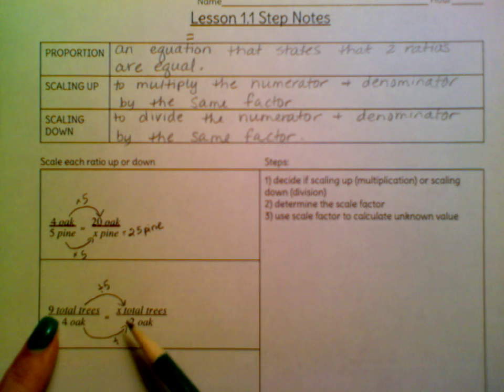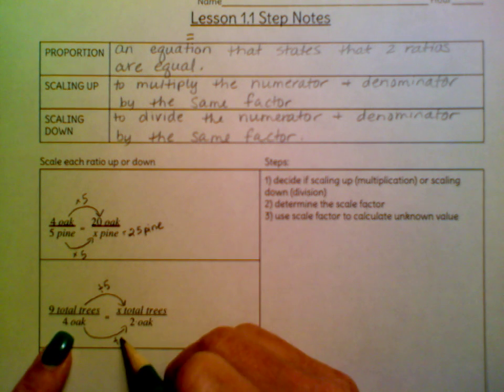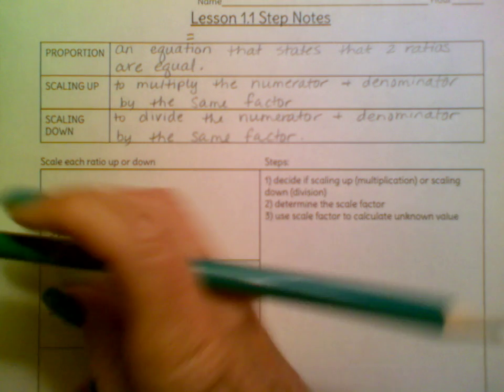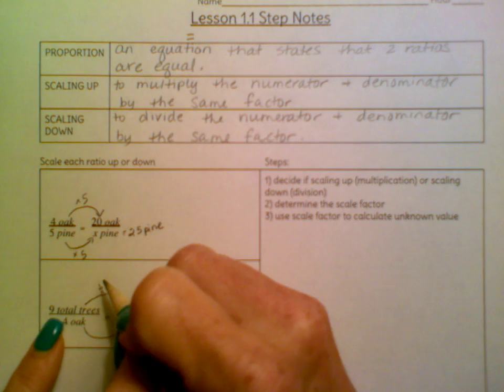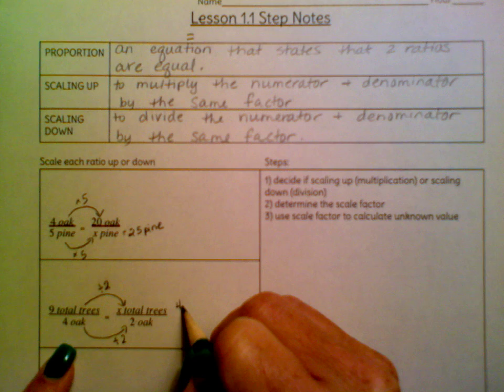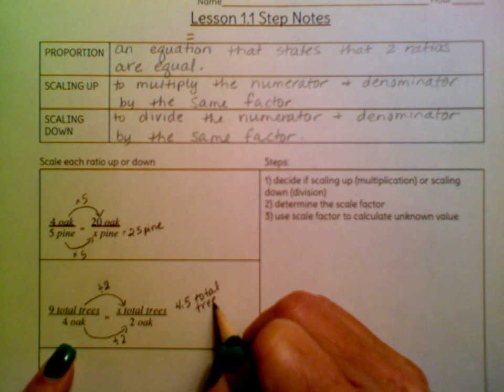And now I have to look where I know both numbers. So I know from 4 to 2, 4 divided by 2 is 2. Oops, I put 5 here. So 9 divided by 2 is 4.5 total trees.